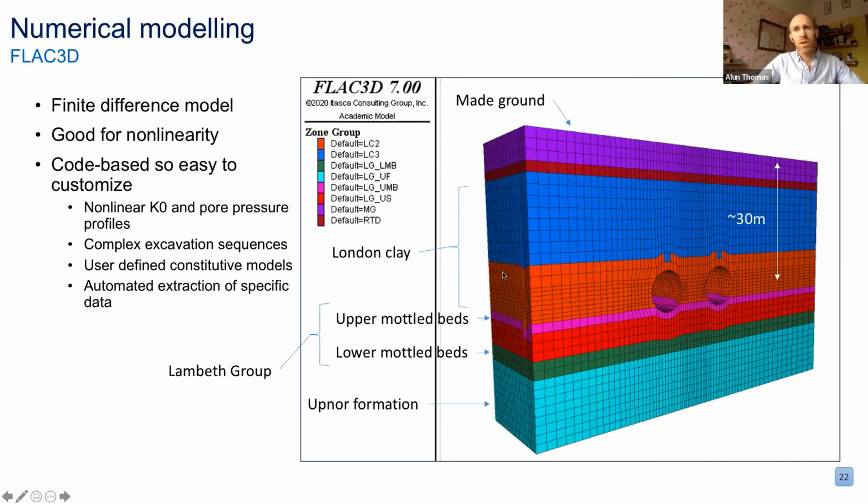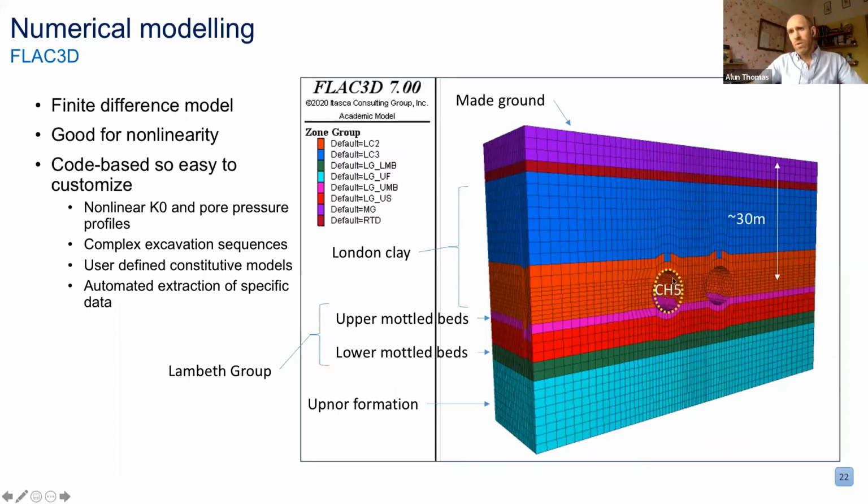One reason for using FLAC is because it's code-based, you can customize it. You can bring in some of the complicating factors, such as the variable K0 in these over-consolidated layers, and also the variable pore pressure, because you get an under-drainage effect acting on the London clay. Also, as Nicky showed, there's quite a detailed excavation sequence, and we know that influences the prediction of loads and lining. Therefore, that's something else to add in.